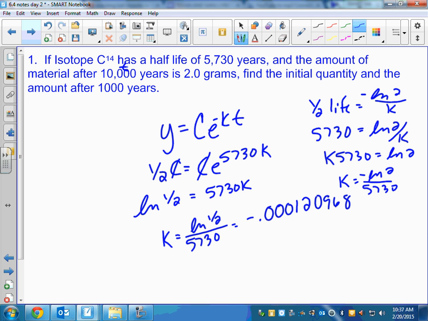That means they're giving us a t value, and they're giving us the ending amount. We just solve for k, which means we should be able to go back and solve for C now, right? So if I have y equals Ce to the kt power here, where k equals this big giant number, so I don't have to write that big giant number up there.